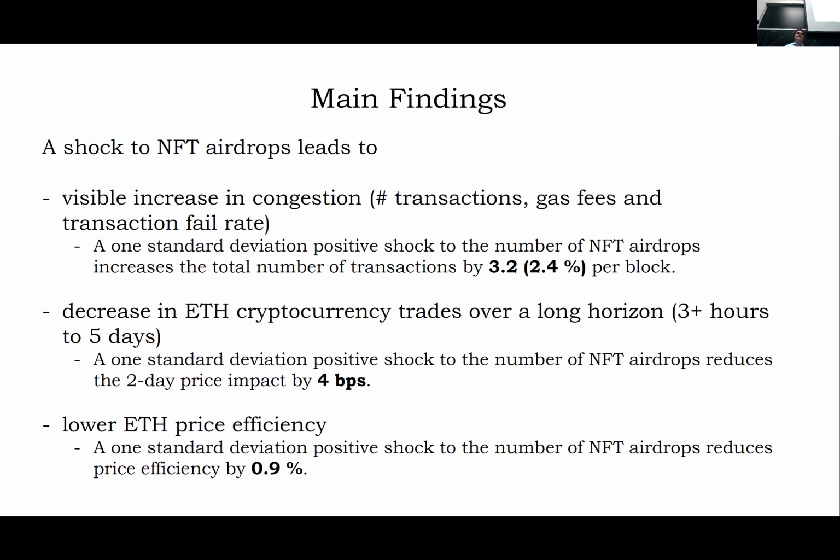Then we also see a decrease in native ETH cryptocurrency trades over a long horizon. If you look at the longer-term pricing, from 3 hours to 5 days, but not the very short term, you see that a one standard deviation positive shock to the number of NFT drops reduces the 2-day price impact by 4 basis points, which again goes back to the question of Kadia, my understanding of price discovery. If price impact is lower, it means that presumably there is less price discovery.